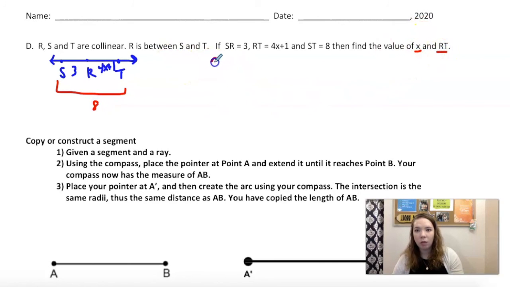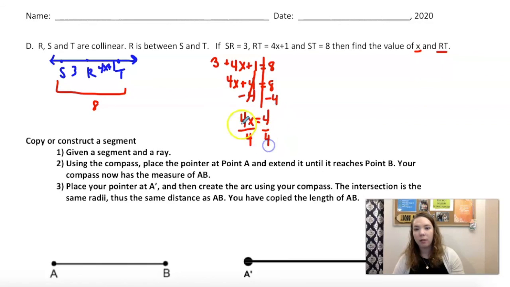So first we'll do 3 plus 4x plus 1 equals 8. And then if we combine like terms, we have 4x plus 4 on the left. Subtract 4 from both sides. Again, I hope your algebra skills are solid at this point. And then divide by 4 on both sides. So x equals 1. So we found the value of x. RT was 4x plus 1. So 4 times 1 plus 1 should give us 5. Okay, that segment is 5.